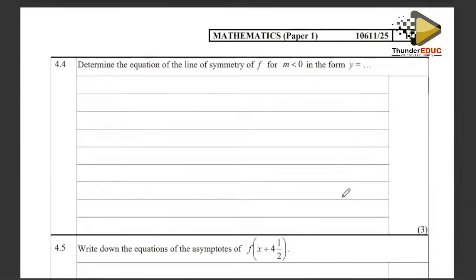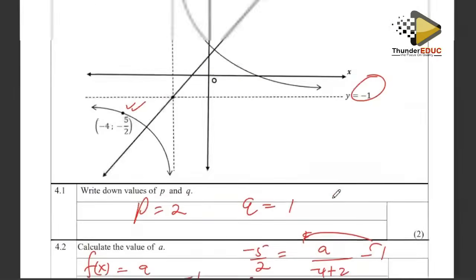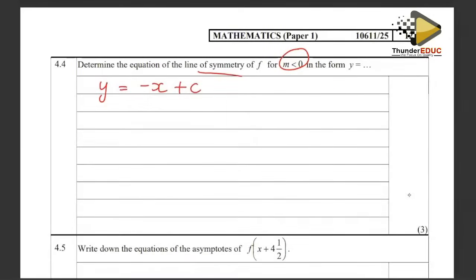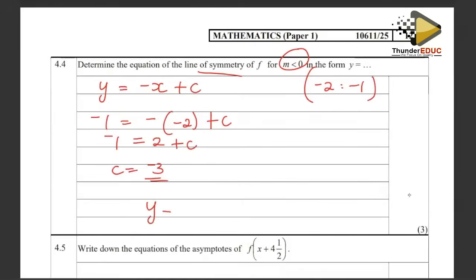Okay, that's 4.3, 4.4. They want the equation of the line of symmetry with a negative gradient. So we know with the negative gradient is -x plus c. Then we know that the points that we are supposed to use are basically the asymptotes, which asymptotes are basically -2 and -1. So let's use that. -2, -1. So where there is y, we have a -1. So a negative with a -2 plus c. -1 is equal to 2 plus c. Move it that side. C becomes a -3. So the equation is -x minus 3.